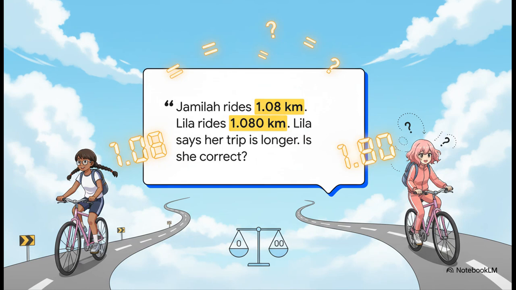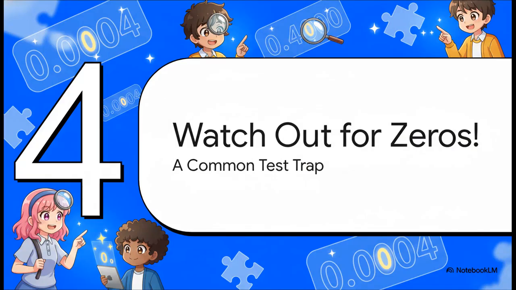This one is all about comparing. So Jamila's trip is 1.08 kilometers. Leela's trip is 1.080 kilometers. And Leela says, ha, my trip is longer because 80 is a bigger number than 8. What do you think? Is she right? This puzzle is actually a classic trick question. And that puzzle leads us perfectly into our next section. You gotta watch out for those zeros. Zeros can be sneaky little numbers in decimals, and they love to try and trick you on a test. But not you. After this, you are going to be a zero spotting expert.